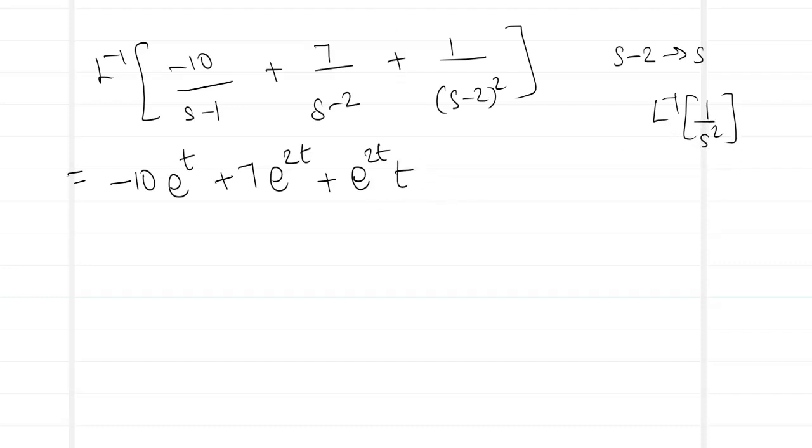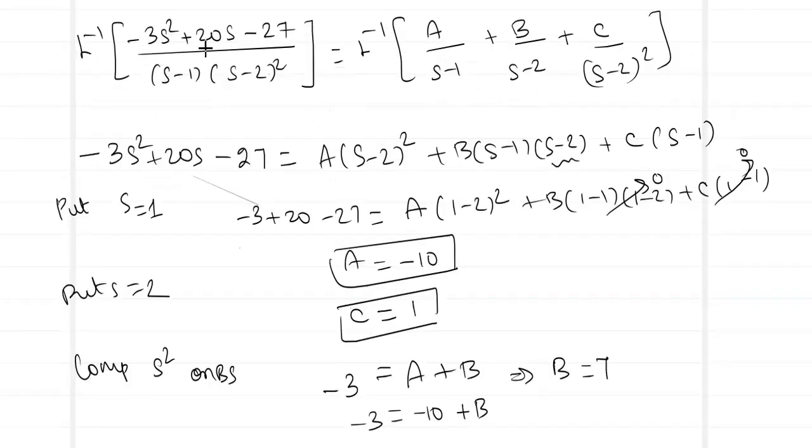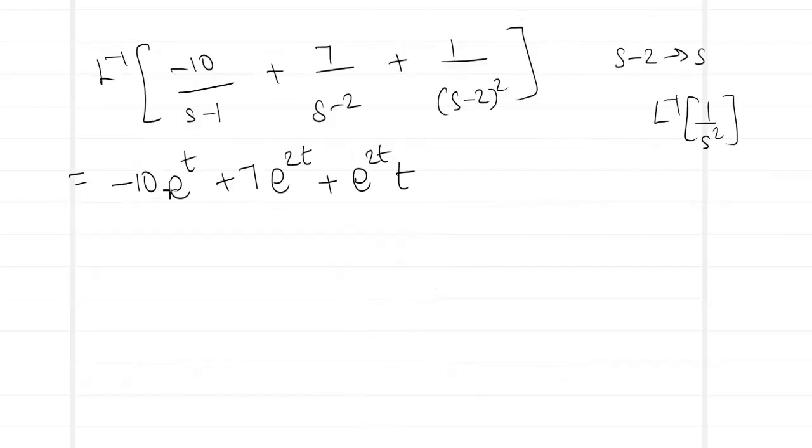Hence, Laplace inverse of minus 3s square plus 20s minus 27 by s minus 1 into s minus 2 the whole square makes it minus 10 e power t plus 7 e power 2t plus e power 2t times t. Now, we will apply one more example to evaluate the third type of partial fraction.